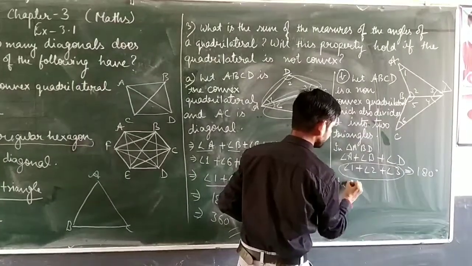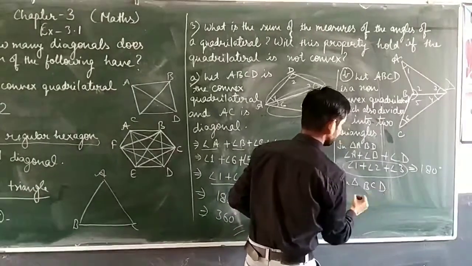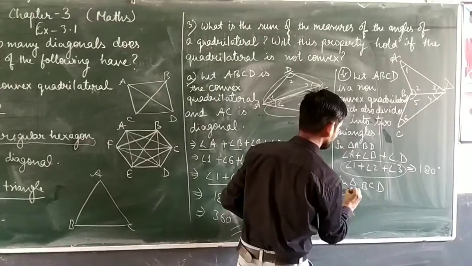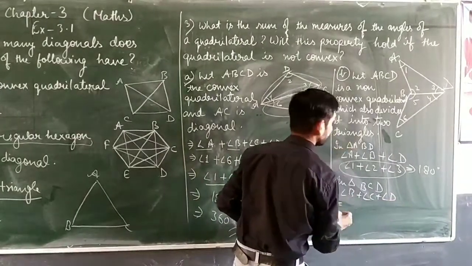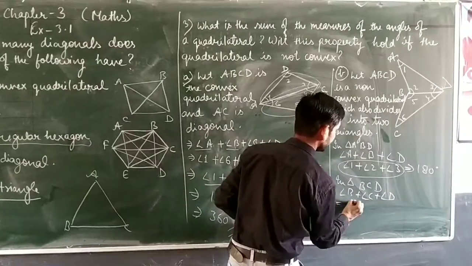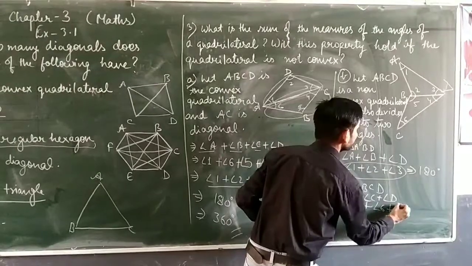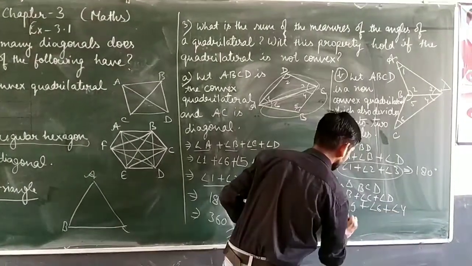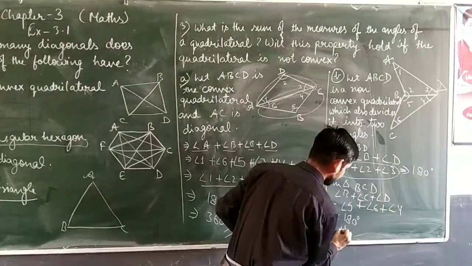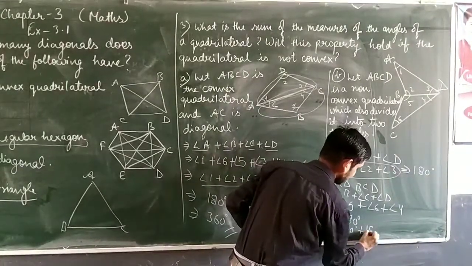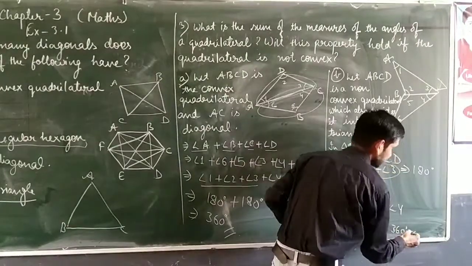Similarly, in triangle BCD, we can write angle B plus angle C plus angle D. That means angle B's value is angle 5, angle C's value is angle 6, angle D's value is angle 4. That means 180 degree. And when we added it, its value will be 180 plus 180. That means 360. Hence, prove this friends. Okay.